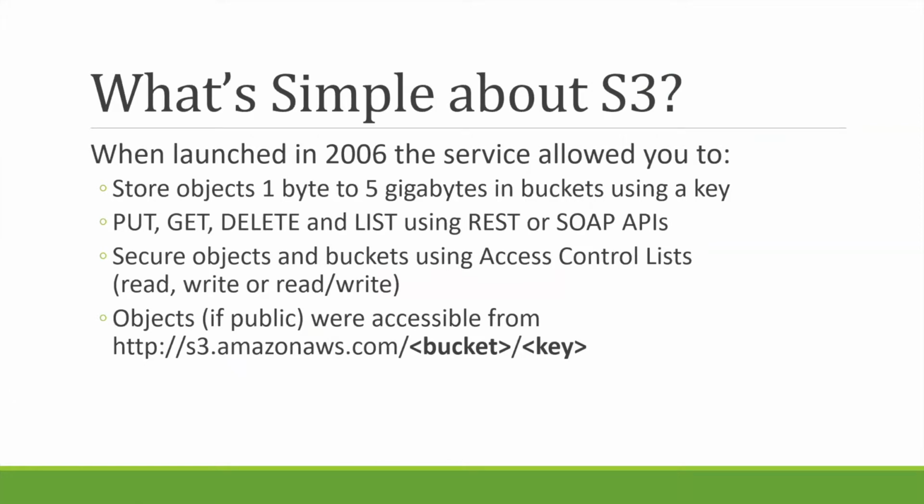You could store objects of varying sizes into a bucket using a key. You had simple CRUD operations using either a REST or a SOAP API. And security consisted of access control lists with read or write access. Now, all of the objects got an S3 URL, s3.amazon.aws.com/bucket name/key. And if they had read access, they were publicly accessible.